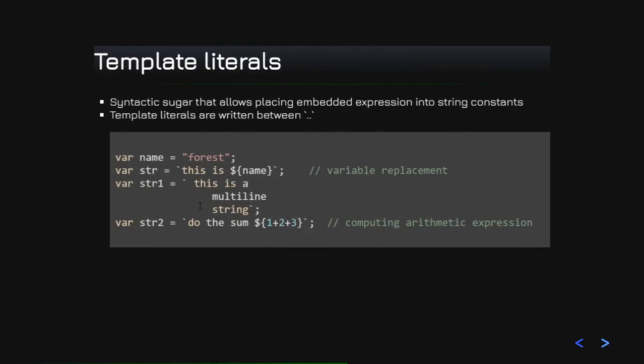Some other features of the language are template literals, which is just syntactic sugar, but it allows the definition of more powerful strings. It allows us to embed expressions into string constants. Template strings are written between backticks, like these ones. So this is just a regular string, but this is a template literal where we can use the variable inside the string. So this name will be replaced by forest inside the string. We can declare a multi-line string like this. And we can also use arithmetic expressions. This would be replaced automatically with the value of this expression, which is 6, inside the string. Template literals are a nice feature of ES6.